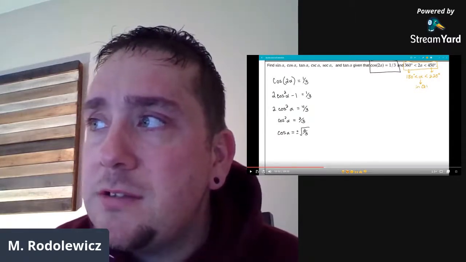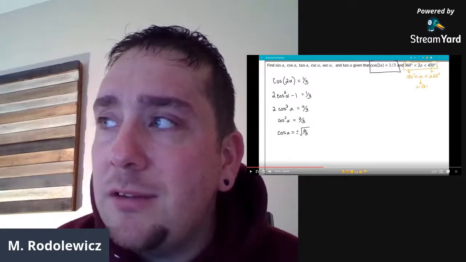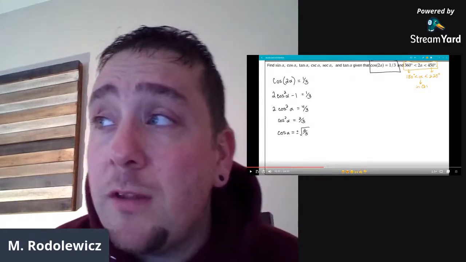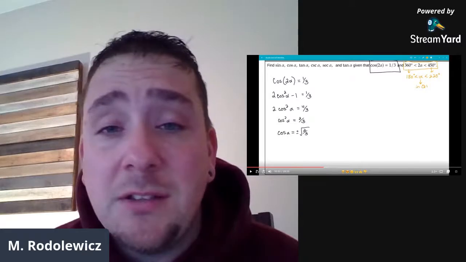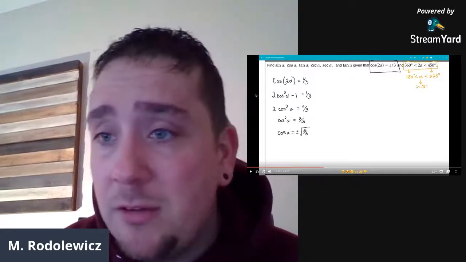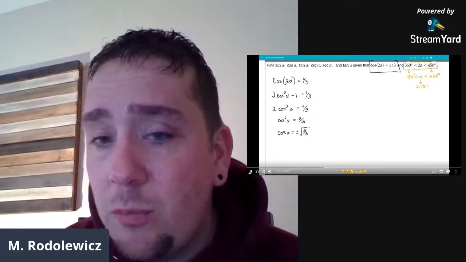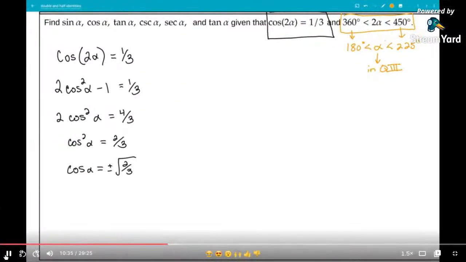Alpha is less than 225 degrees, but greater than 180. That means it's in quadrant, and I paused the video. That might be deceiving. It is not quadrant 1, but quadrant 3. So alpha, we know, is in quadrant 3. Interesting. And in quadrant 3, we know that the cosine is negative.